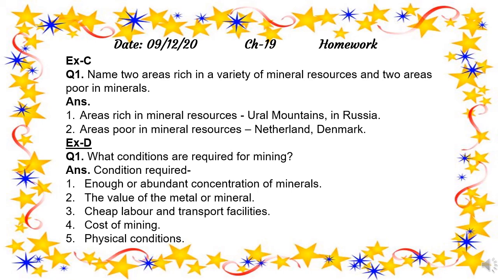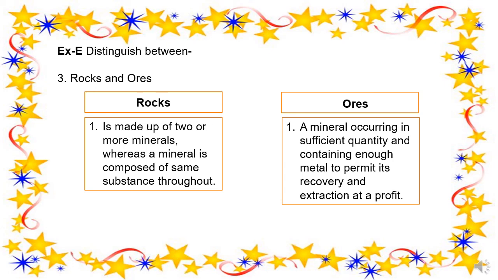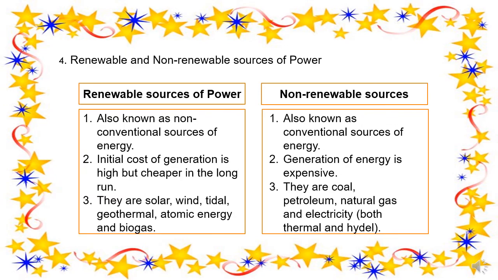Now the next exercise is exercise E, distinguish between. Number 3, rocks and ores. Rocks: number 1, made up of two or more minerals, whereas a mineral is composed of the same substance throughout. Now, ores: number 1, a mineral occurring in sufficient quantity and containing enough metal to permit its recovery and extraction at a profit. Now, the next one is number 4, renewable and non-renewable sources of power.